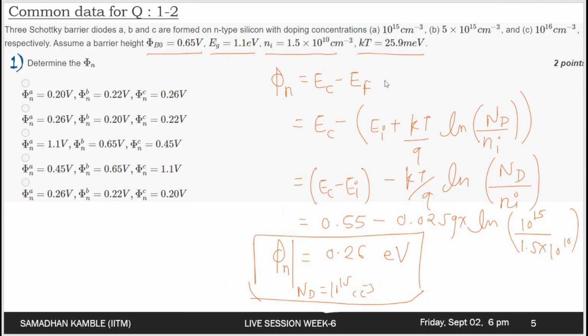Similarly, we can find out the value of phi n for other concentrations, that is 5 into 10 to the power 15 and 10 to the power 16 per centimeter cube. I think that will be quite straightforward, just putting different values of Nd. So I'll directly give you the answer. The phi n for the three different cases is: phi n for Nd equal to 10 to the power 15 is 0.26, phi n for Nd equal to 5 into 10 to the power 15 is 0.22, and phi n for Nd equal to 10 to the power 16 is 0.20.